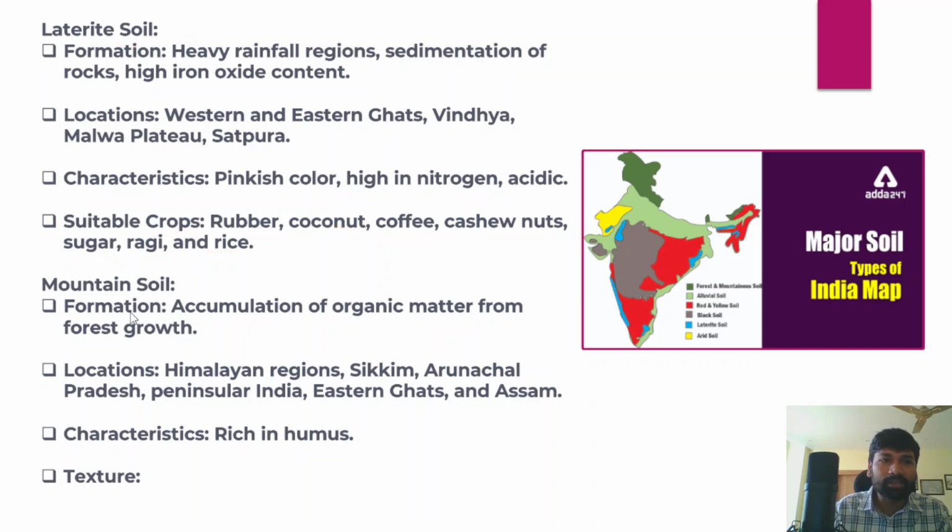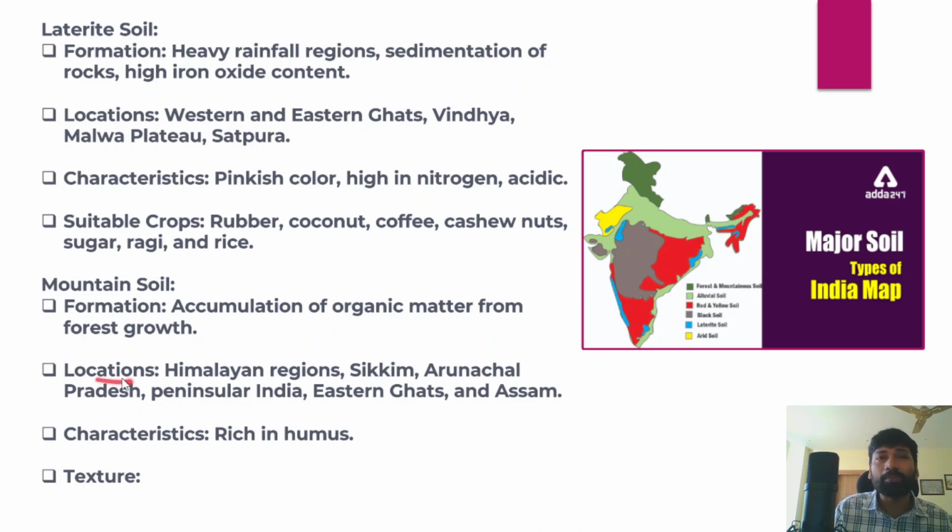After that, there is another variety of soil, which is mountain soil. Mountain soils are an accumulation of organic matter from forest growth, right? Whenever there is a forest and higher rainfall, there is less chance of decomposition of the existing organic matter. The decaying or degradation process is very slow in those regions whenever there is higher rainfall. Therefore, the organic matter accumulates because of the slow decomposition process.